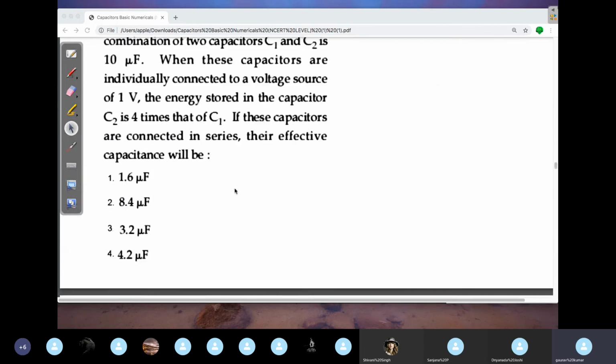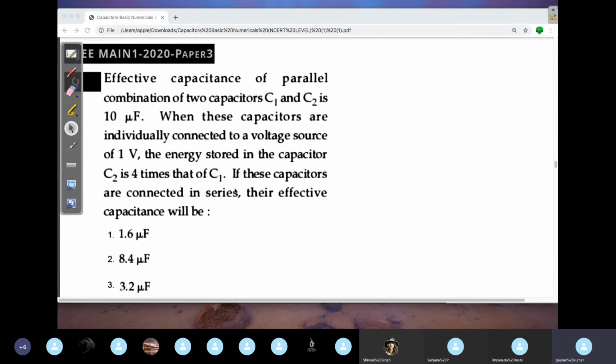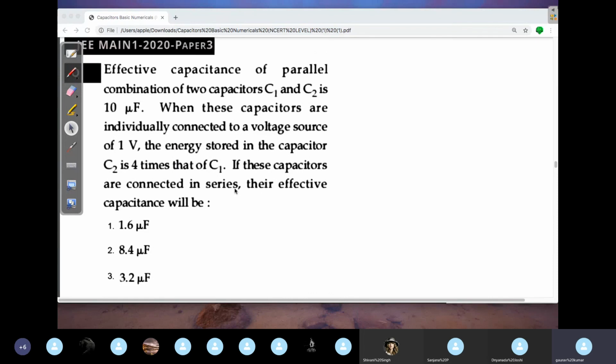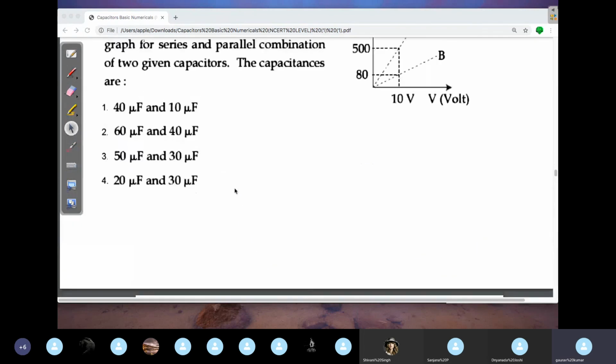Now let's solve this very good question. Not difficult, but it's a good question. I think this is the last in this category. After this, we'll go to dielectrics, the last part of this chapter.